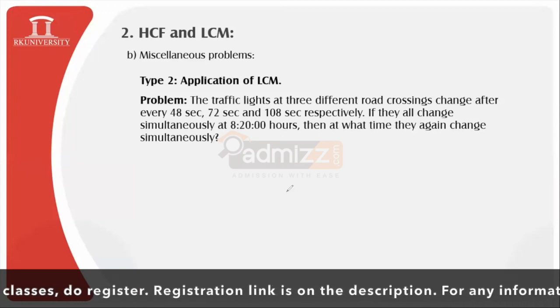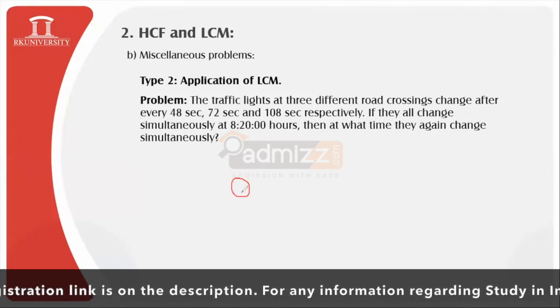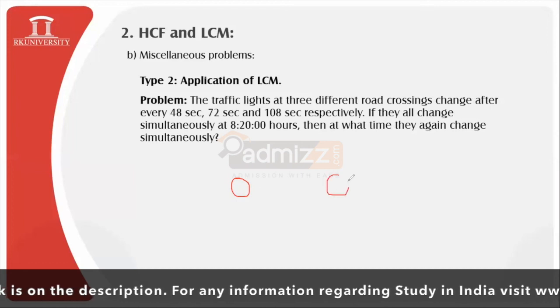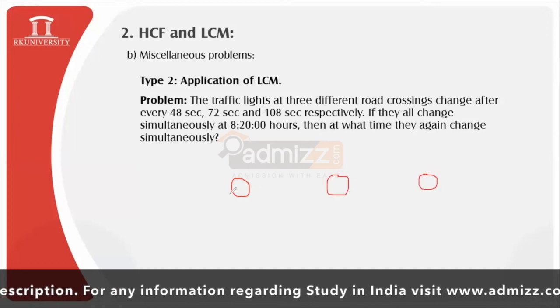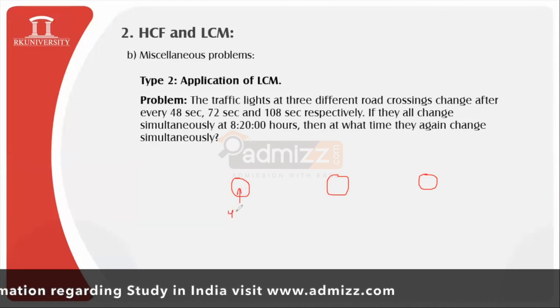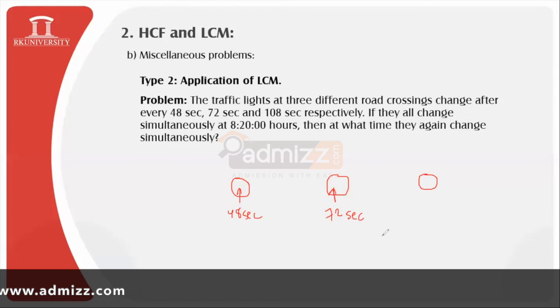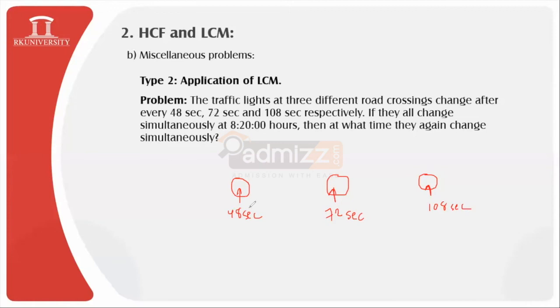Now how to understand this question? Let us consider 3 different road crossings. Let us say this is the first crossing, this is the second crossing, and this is the third crossing. The timer allotted to this traffic light is 48 seconds. In a similar way, this crossing has a time duration of 72 seconds, and this crossing has a time duration of 108 seconds. What is provided in the question is that there are 3 traffic signals on a straight line. This is just a hypothesis.